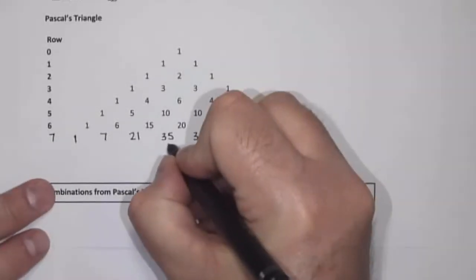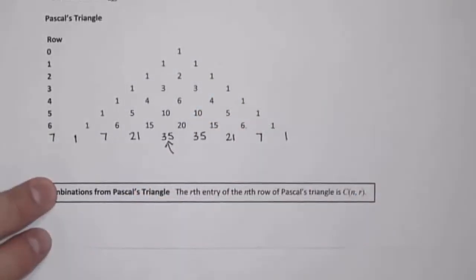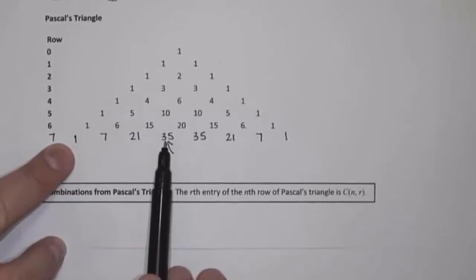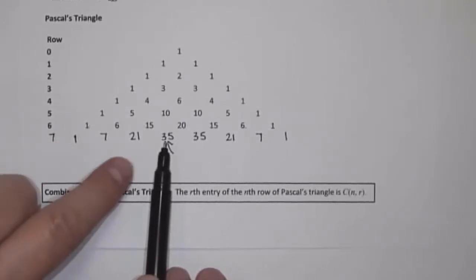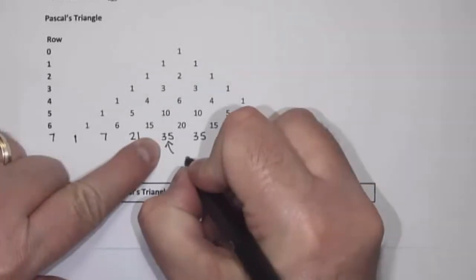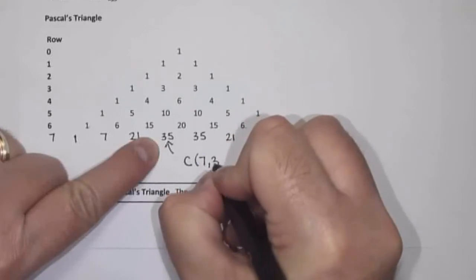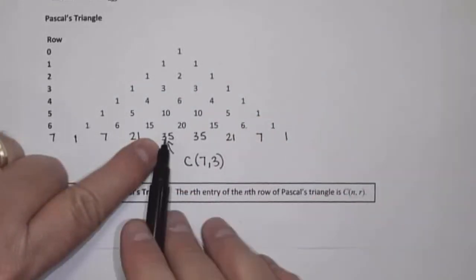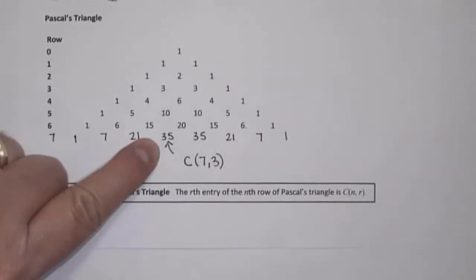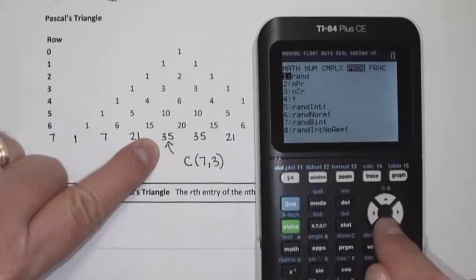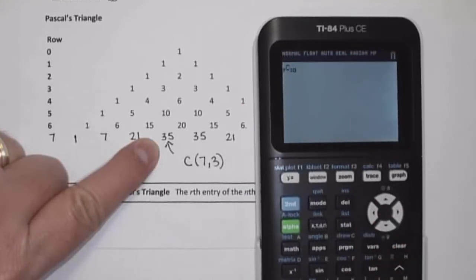So for example, if we take a look at that number right there, that would be the 1, 2, 3. That would be the third entry of the 7th row. And so that comes from the combination of 7 choose 3. So that 35 is the combination of 7 choose 3. Just to prove that, if I do 7 math, probability, combination, choose 3, that does give me 35.